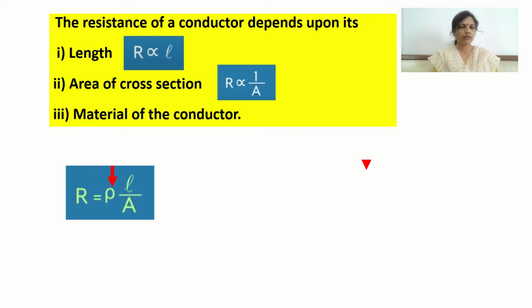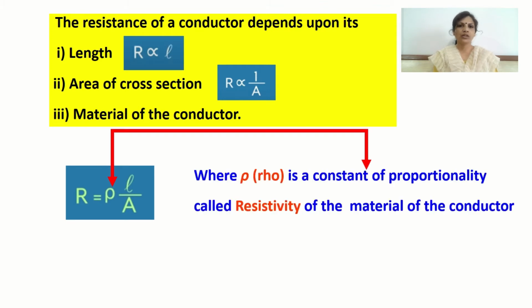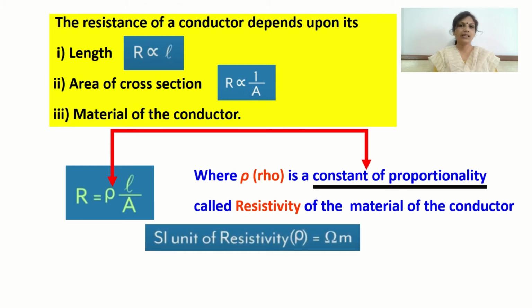Then we discussed one formula that R is directly proportional to L and it is inversely proportional to A, that is the area of cross section. And here the constant of proportionality is denoted by the symbol rho. So rho is the constant of proportionality, which is called the resistivity of the material of the given conductor. This resistivity of the given material is measured in the unit ohm meter. So I can say that the SI unit of resistivity is ohm meter.